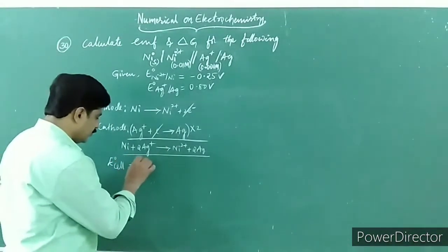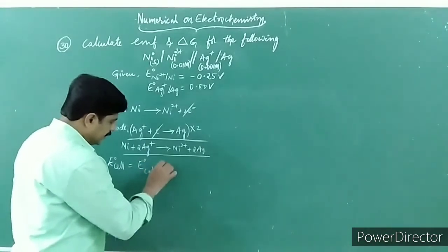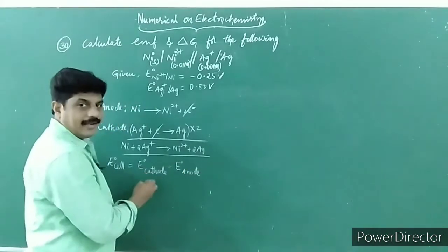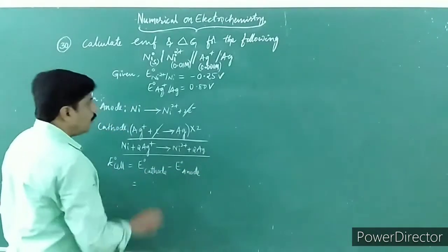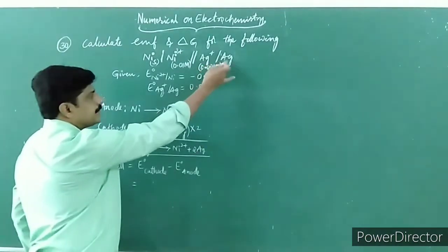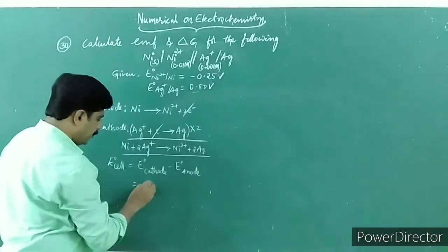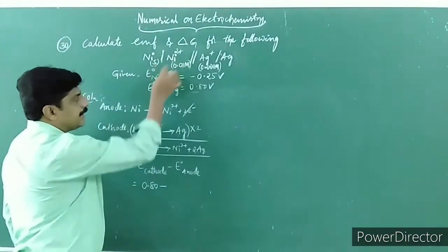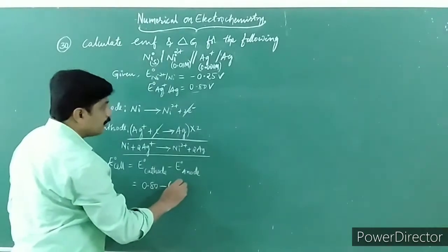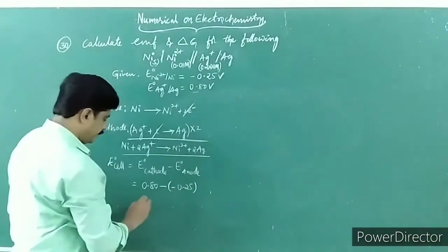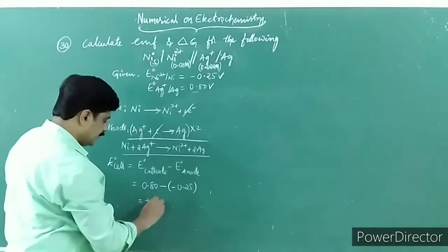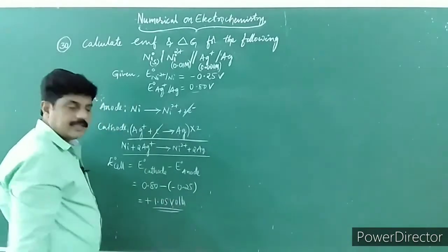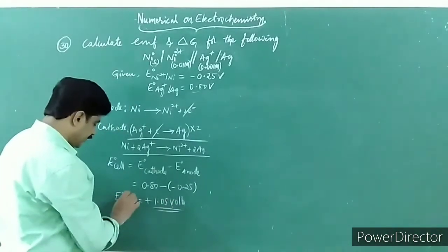Children, E0 cell is equal to E0 cathode minus E0 anode. Or you can say E0 right minus E0 left. What is cathode here, children? Cathode is Ag+ bar Ag. Now, what is the value here? 0.80 minus, anode is Ni2+ bar Ni, reduction potential is given, minus 0.25 volts. Now, if I simplify, I am going to get plus 1.05 volts. Children, so this is the E0 cell value.